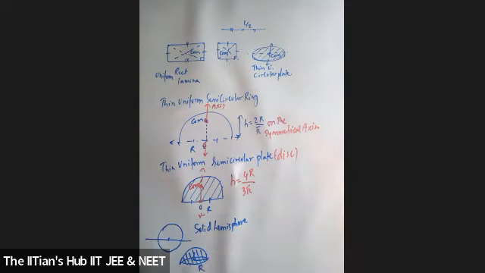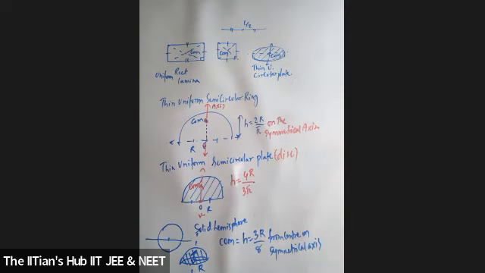So where exactly is the center of mass, students? Center of mass is at what distance, students? It will be at a height of 3r by 8. From where? From the center on the symmetrical axis. So students, for solid hemisphere, h is equal to 3r by 8.